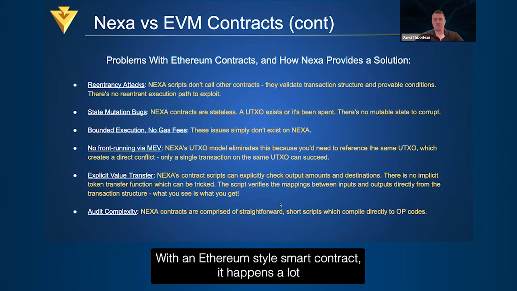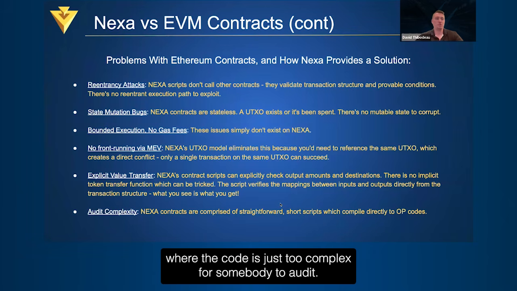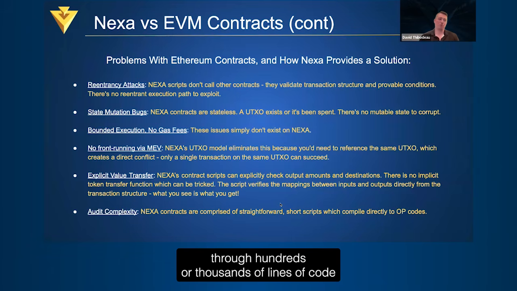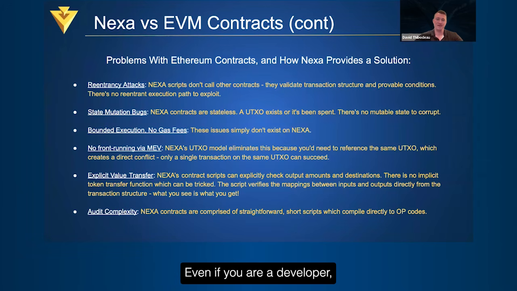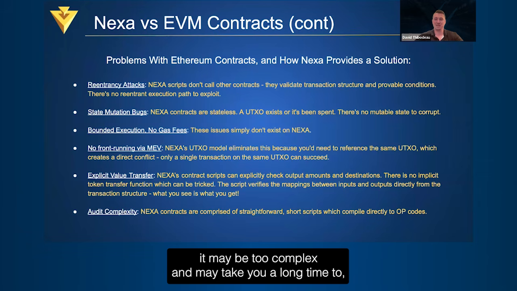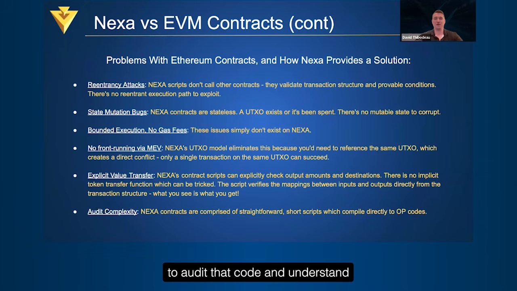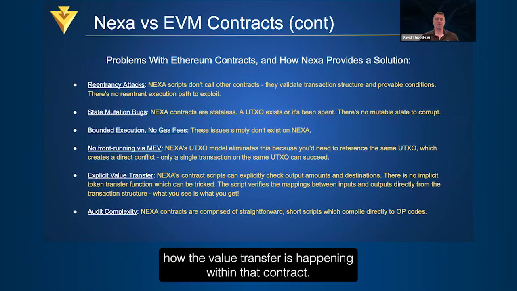With an Ethereum style smart contract, it happens a lot where the code is just too complex for somebody to audit. You might have to crawl through hundreds or thousands of lines of code. If you are not a developer, you may not understand that code. Even if you are a developer, it may be too complex and may take you a long time to audit that code and understand how the value transfer is happening within that contract.